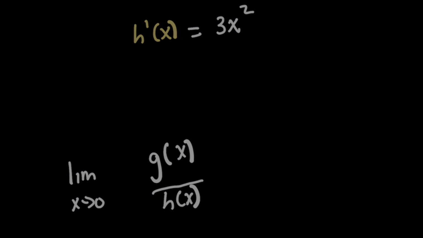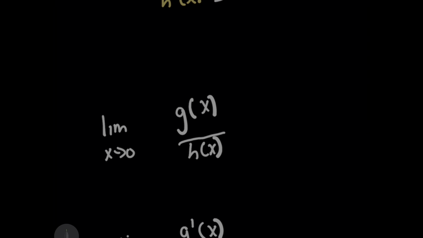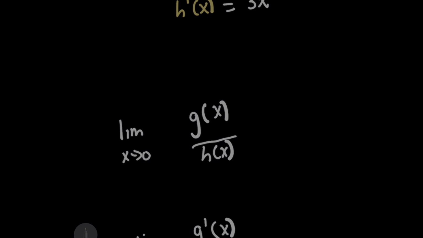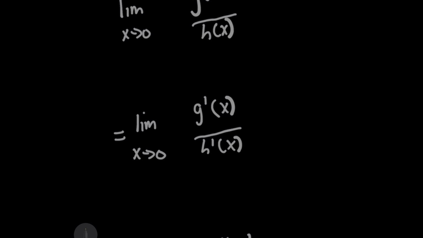And if you remember with L'Hopital's rule, what is it saying? If I have a limit expressed as a ratio of g of x over h of x, and when you plug in 0 for x, you get one of the indeterminate forms, it's the same as having the limit as x approaches 0 of using the derivative functions instead. And I'm going to go ahead and do that here.